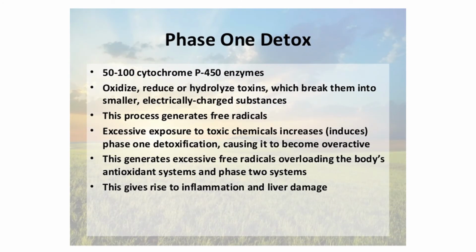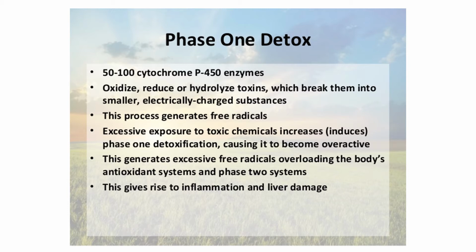So, phase 1 detox, this is a little summary. There are 50 to 100 cytochrome P450 enzymes. They've identified 60, they know there's more. These will oxidize, reduce, or hydrolyze toxins, and those three processes break them into smaller, electrically charged substances. This process generates free radicals. So the process of phase 1 detoxification is in itself toxic to your body.